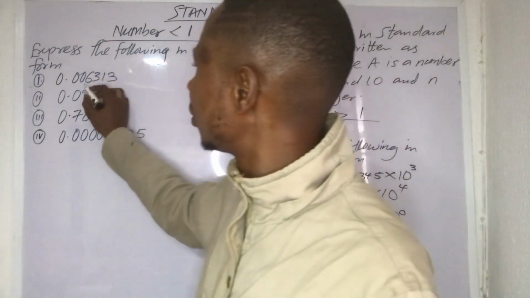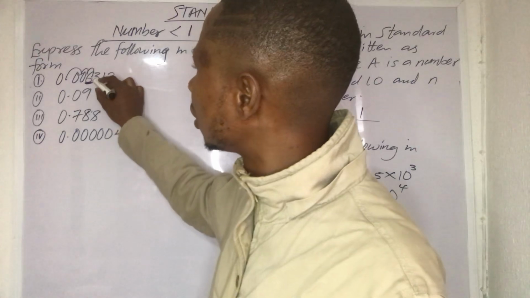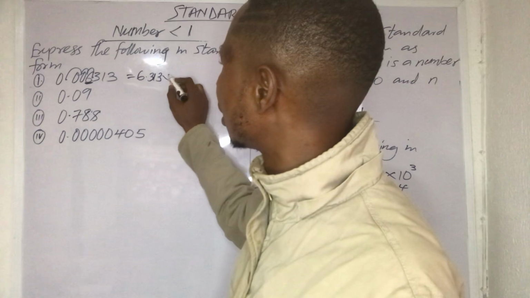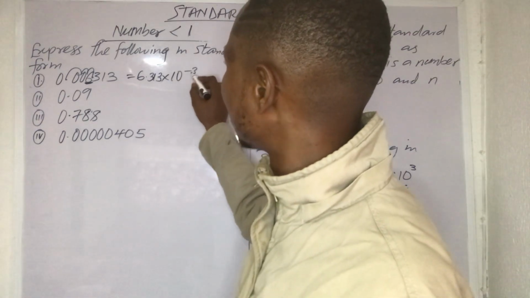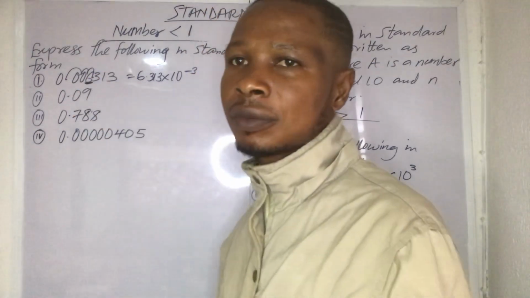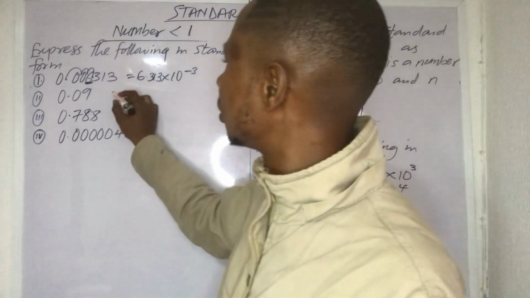So the first non-zero digit here is 6. So the point will move 1, 2, 3. So you have 6.313 times 10 raised to power minus 3, because the point moved 3 times forward now, as against the other one that moves backward.